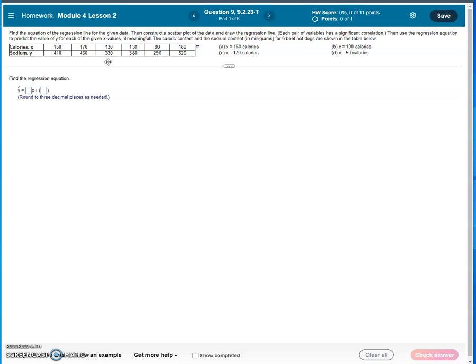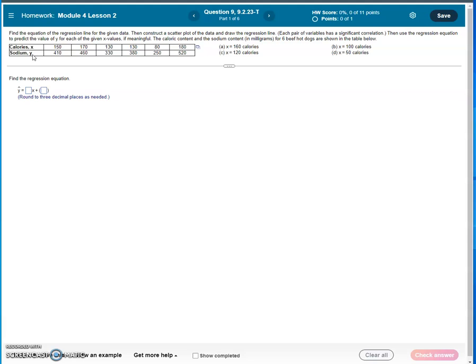So why do you do regression? You do it because you want to be able to predict these values here. You want to let one variable predict the value of another variable. All right, so in this case, we're going to let X, the calories, predict the amount of sodium. Now, very important, that variable is called the explanatory variable. The Y, the result, the variable you're going to predict, is called the response variable.